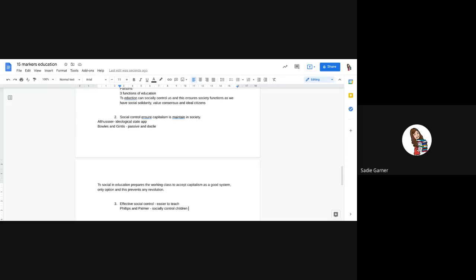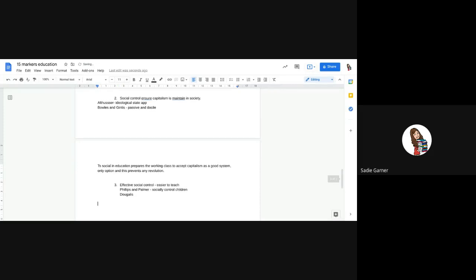Might want to maybe add in Douglas on a similar theme. Parental interest is the most important factor. Perhaps you could think of a third, maybe Driver and Ballard potentially. This one is definitely a weaker paragraph. It's got social control here, but it's just veered off a little bit. So we need to bring it back with a this shows.